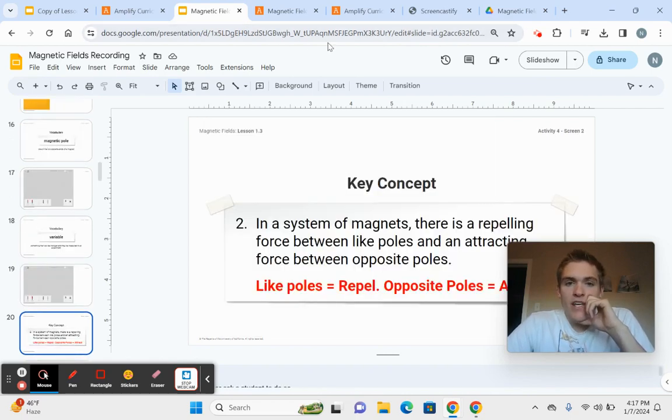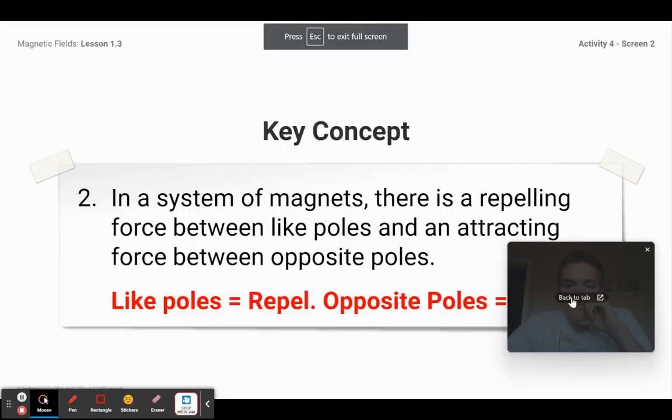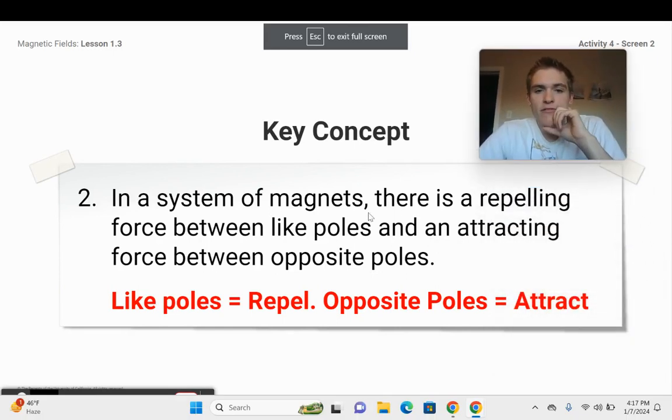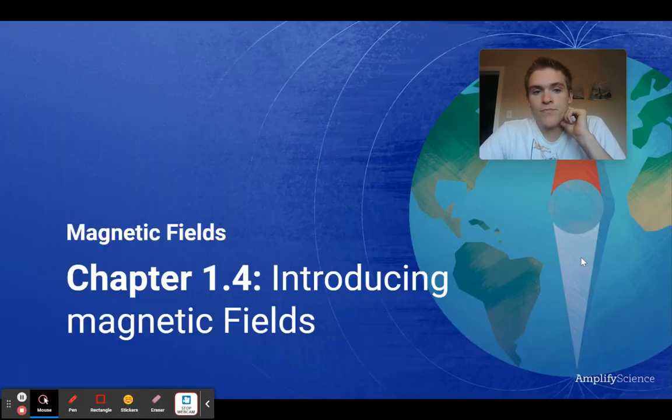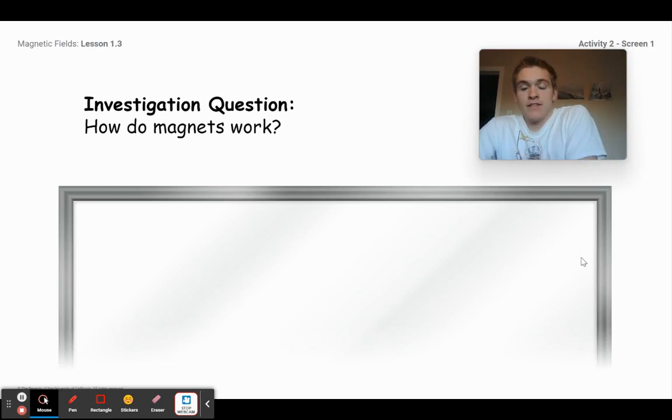So, the key concept that I want you to know: in a system of magnets, there is a repelling force between like poles and an attracting force between opposite poles. Like poles repel, opposite poles attract. So our next question is, how do magnets work?